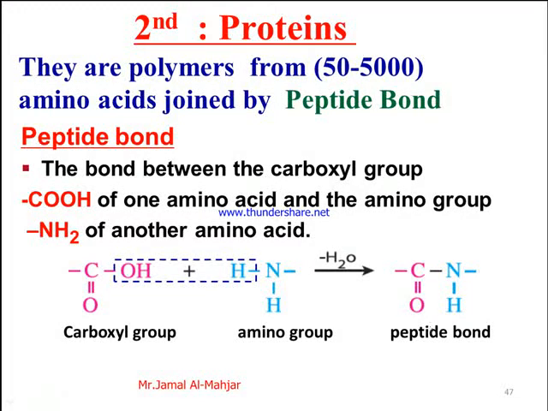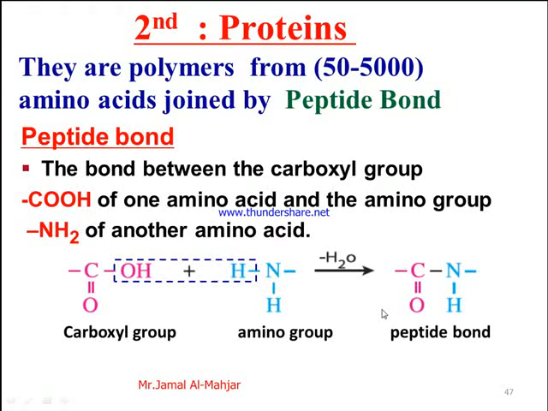So the peptide bond is the bond between the carboxyl group of one amino acid with the amino group of another amino acid. They condense by removing H2O and give us the peptide bond. So proteins contain many molecules of amino acids, from 50 to 5,000, joined by this bond. What do you call it? Peptide bond.